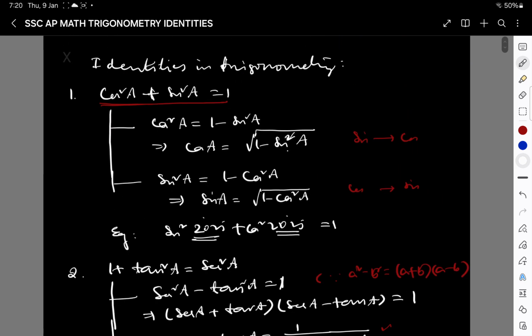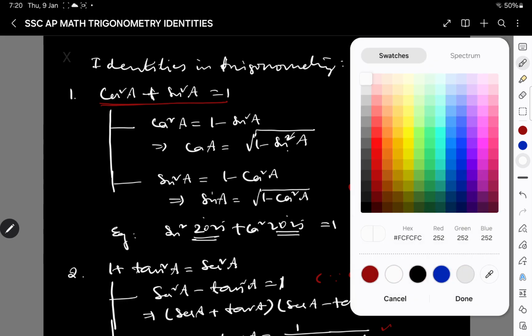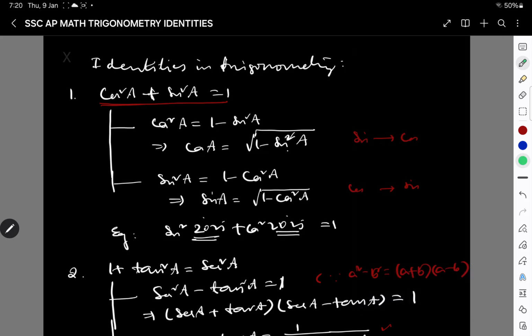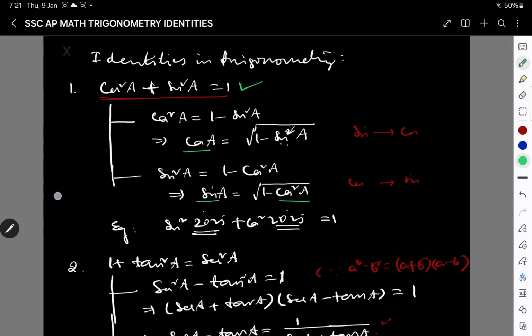So let us revise. The first identity is cos square plus sin square is 1. By application, given sin A, you can find cos A, and given cos A, you can find sin A.